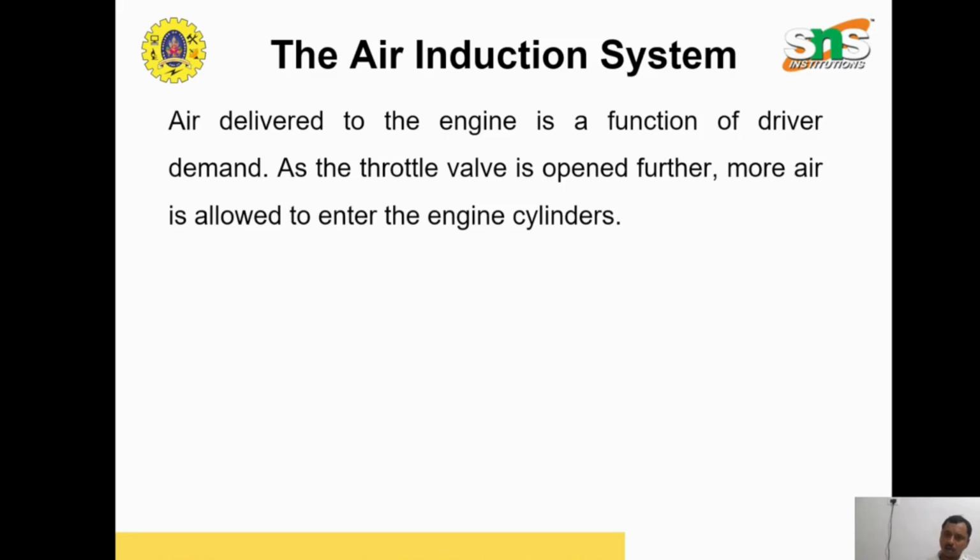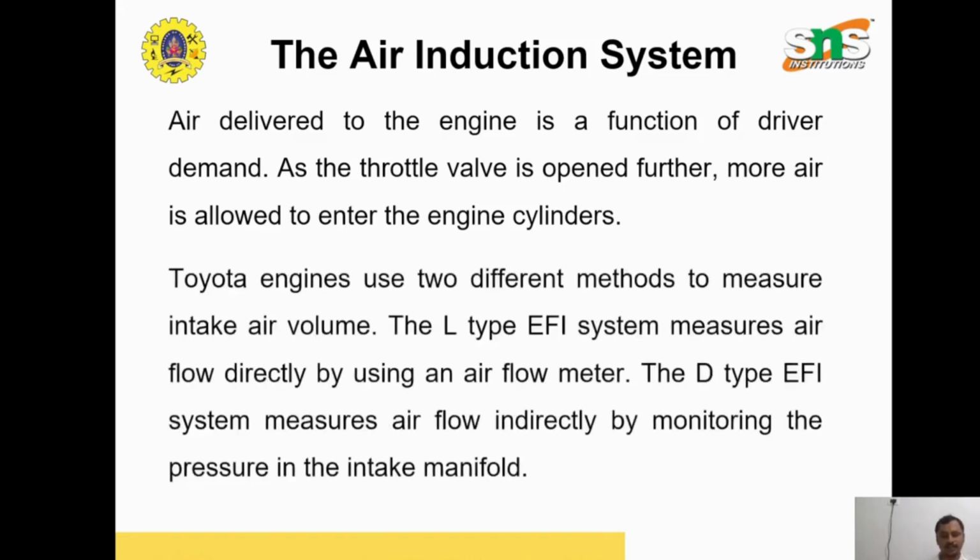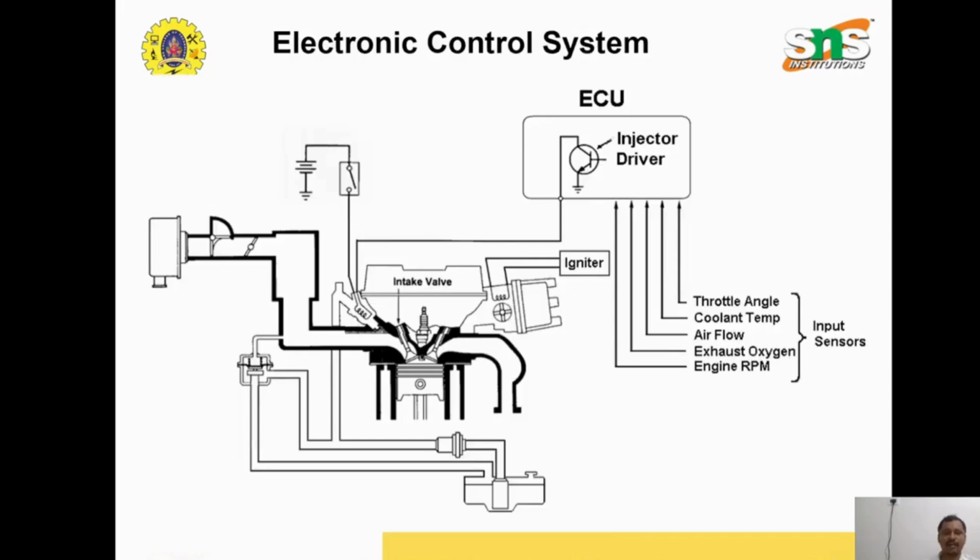As the throttle valve is opened further, more air is allowed to enter the engine cylinders. Toyota engines use two different methods to measure intake air volume. One is the L-type EFI system, which measures the airflow directly by using an airflow meter, and the other is the D-type EFI system. EFI is short for electronic fuel injection, and it measures airflow indirectly by monitoring the air pressure in the intake manifold.